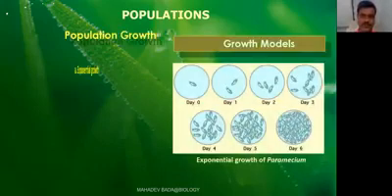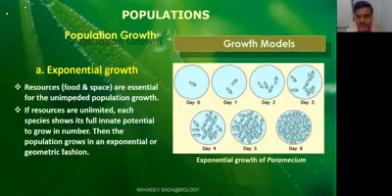Population growth models. There are two growth models which we can see: the exponential growth model and the logistic growth model. You can see the growth: on day 1 one paramecium was there, then day 2, day 3, day 4. If it increases, that means many are there on the 6th day. So that is the exponential growth. How will the growth occur, how will the population be growing?